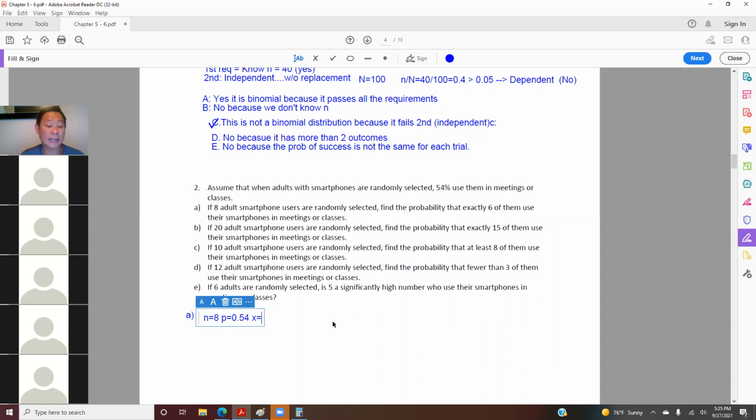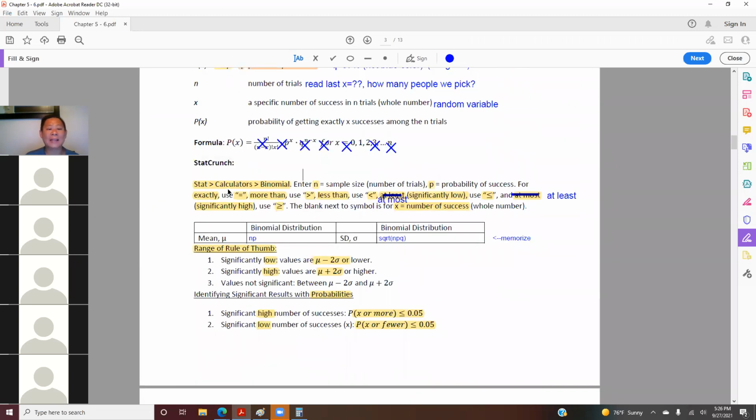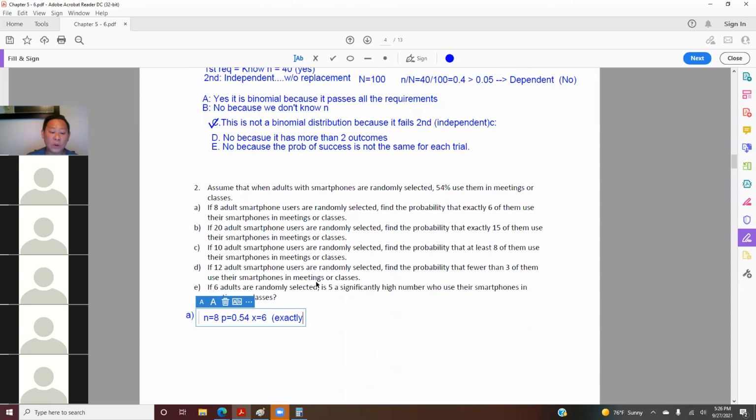And what is X in this case? What do we need to find? 6. Yep, 6 will be the one. And there is a keyword next to the 6, the word, what? Exactly, right? See the word exactly? So what symbol should we use for exactly? Equal to, greater than, less than, greater than equal to, less than equal to. Which one we pick? Equal. So you have to pick equal.